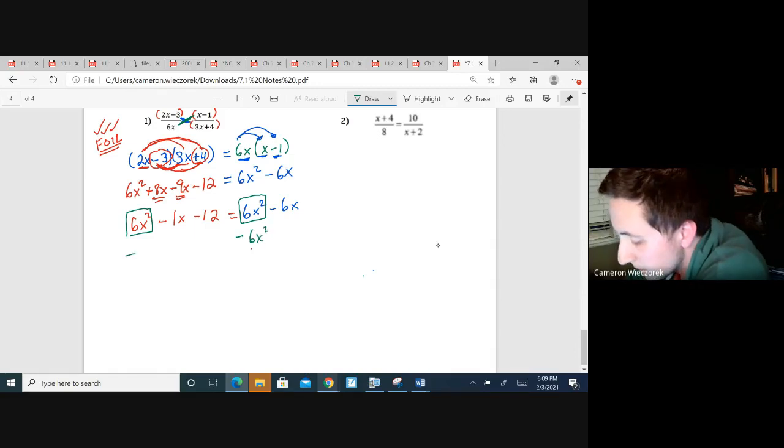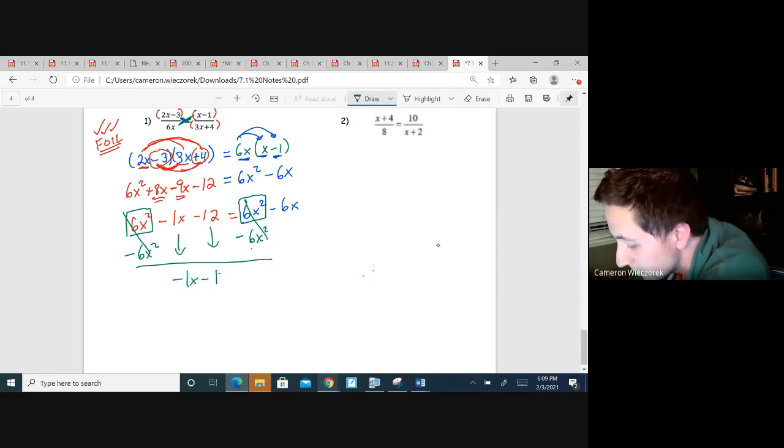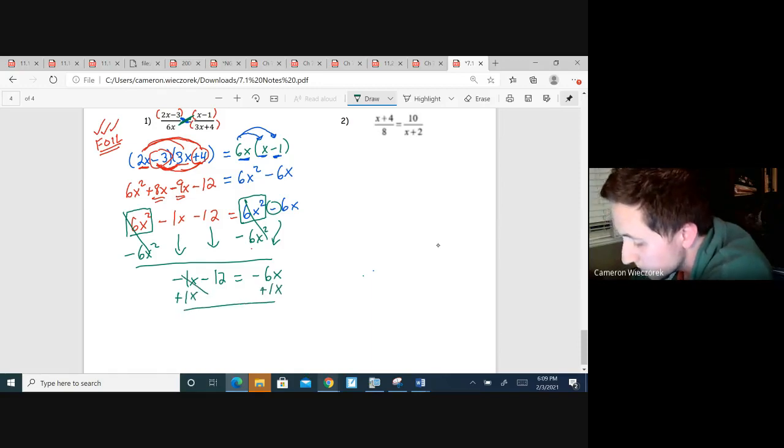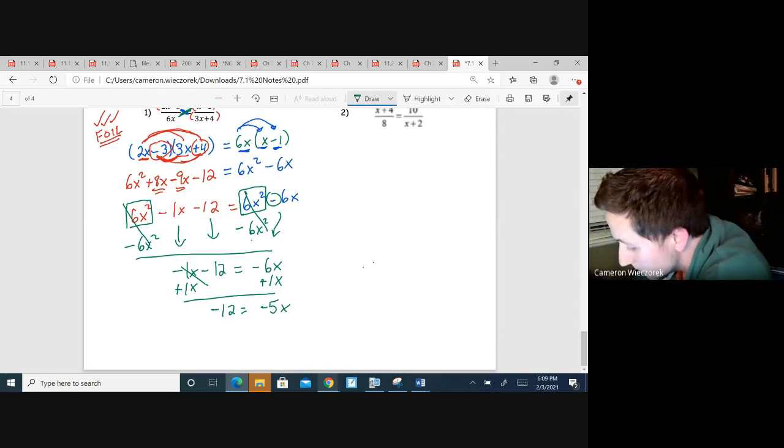If I subtract that from both sides, that quadratic term actually disappears and it just turns into a normal algebra problem now. These carry down and this negative 6 carries down. Make sure you carry the negative down. So I solve it like normal. Plus 1x. Negative 12 equals negative 5x. I'm going to divide both sides by negative 5. You have a negative divided by a negative, so your answer is going to be positive 12/5.